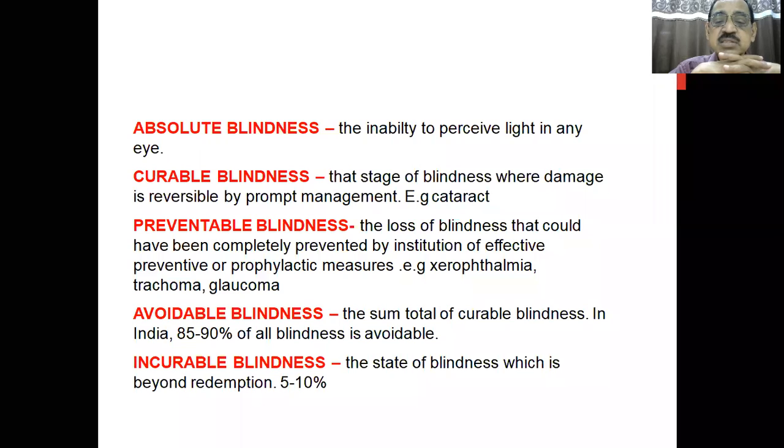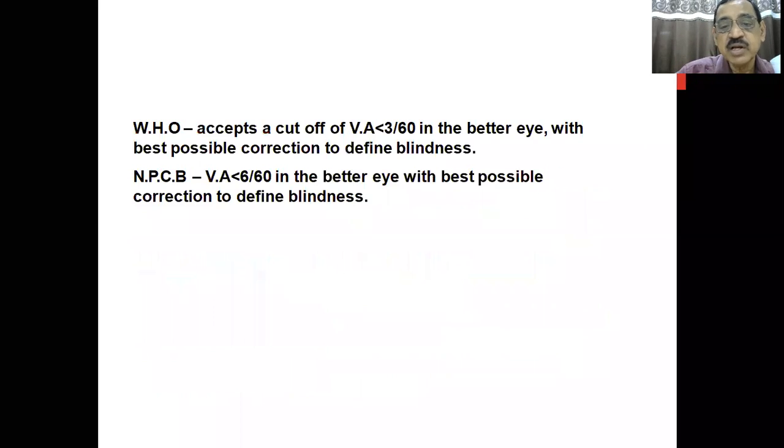Avoidable blindness is another thing. This is nothing but the sum total of curable blindness in India. About 85 to 90% of the blindness is avoidable, especially cataract. Incurable blindness is the state of blindness which is beyond redemption or beyond cure. It accounts for around 5 to 10% of the blindness.